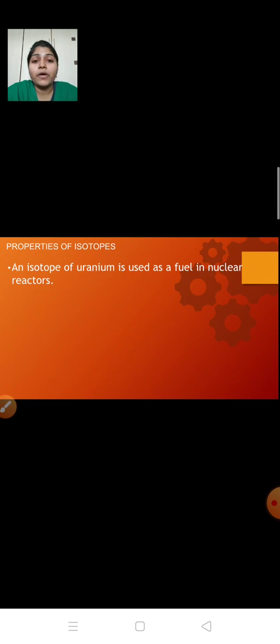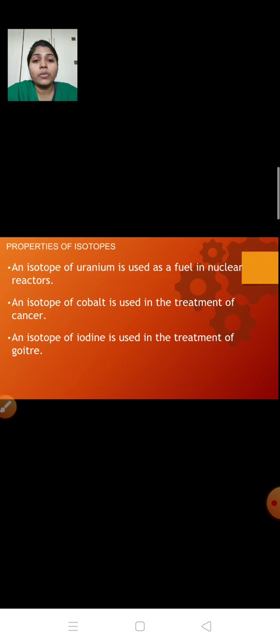An isotope of uranium is used as a fuel in nuclear reactors for generating electricity. Then we have cobalt. An isotope of cobalt is used in the treatment of cancer. An isotope of iodine is used in the treatment of goiter. Okay, so these are some applications of radioactive isotopes.